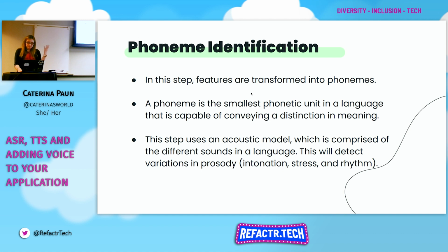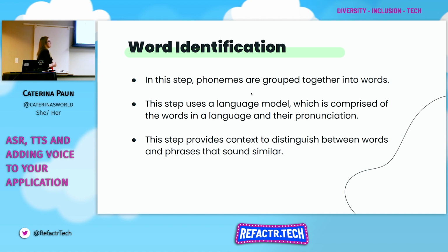Part of how this will happen is various variations in prosody. Prosody is intonation, stress, and rhythm. So for example, we have spoon versus spun. We have different emphasis in how we pronounce that U sound, and part of that is how it's going to make those decisions. Sometimes it's going to get it right, sometimes it's not, but that's fine because we have another step after this. Even if we haven't figured out the right way to put these words and phrases together, the last step is going to be the word identification, and this is where we're going to be using a language model.